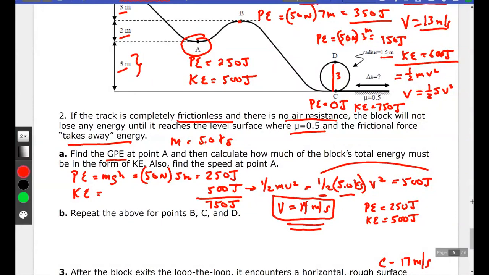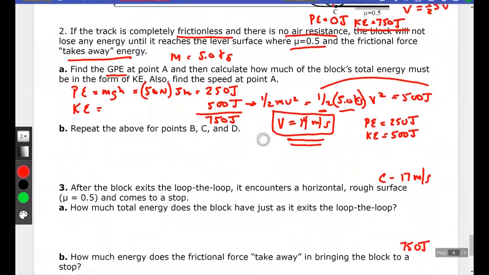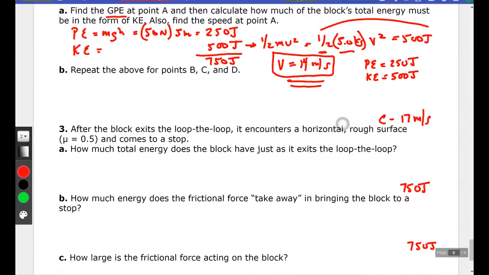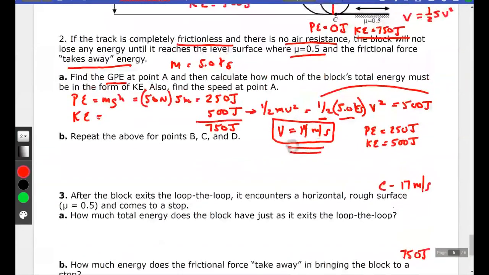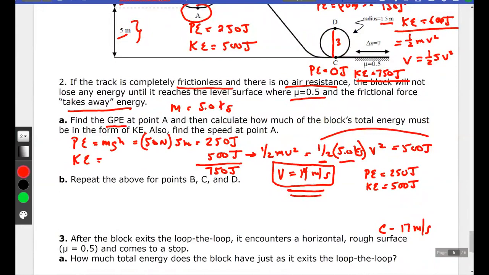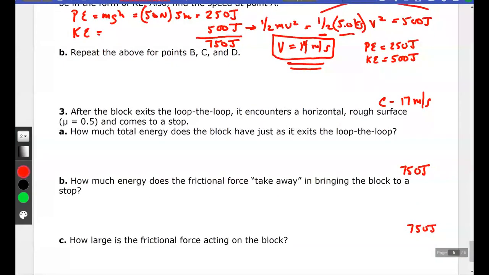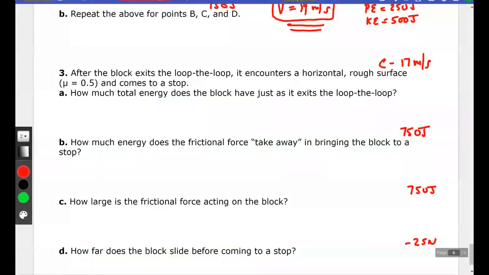Now, the kinetic energy is 750 here. So let's go where it starts to get interesting. After it leaves the loop-de-loop, like a loop-de-loop in a roller coaster, how much energy does the block have as it exits? Well, we've already done that. PE, it's at the bottom, so it has no height. It is all kinetic.